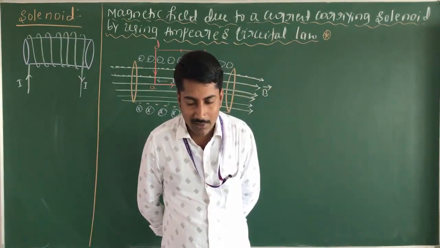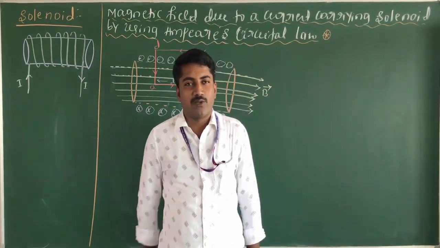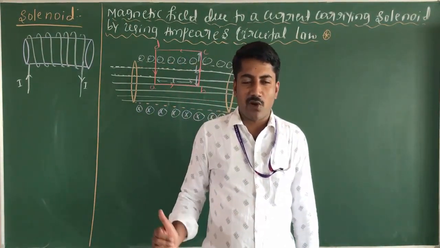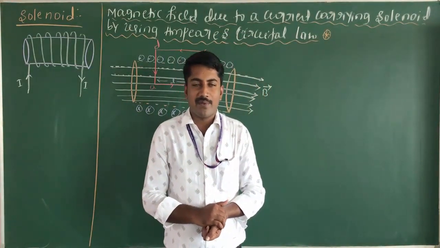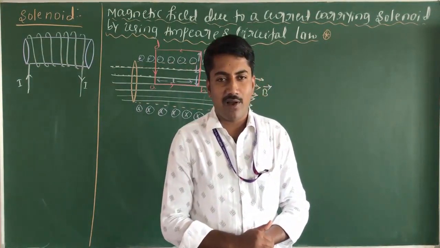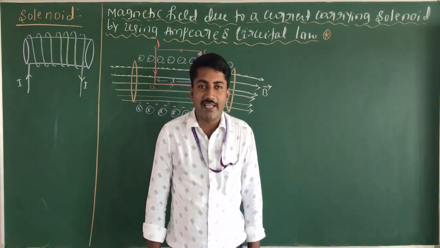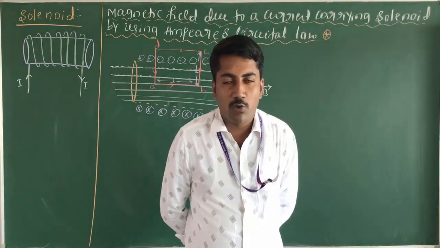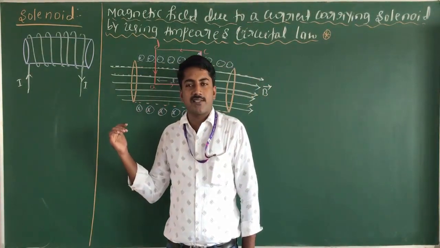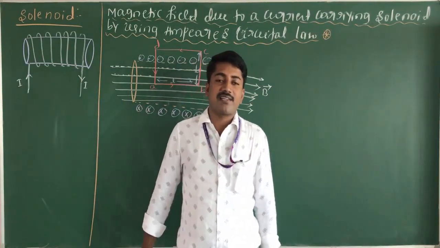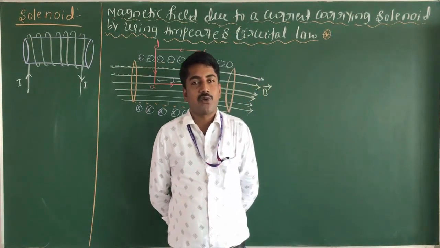Okay, dear students, in this class I am going to discuss the second application of Ampere Circuit Law, that is solenoid. In the previous class I already discussed what Ampere Circuit Law is, its equation, and the magnetic field due to a long straight current carrying conductor. You get the equation B is equal to mu naught into I divided by 2 pi r. In this class I will discuss the magnetic field due to the solenoid.